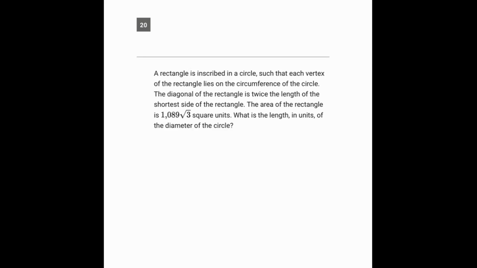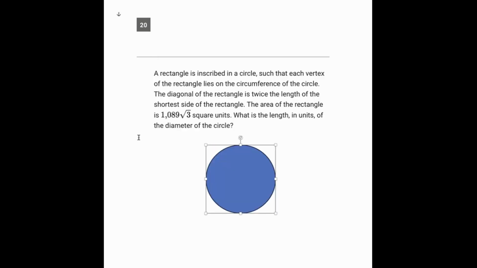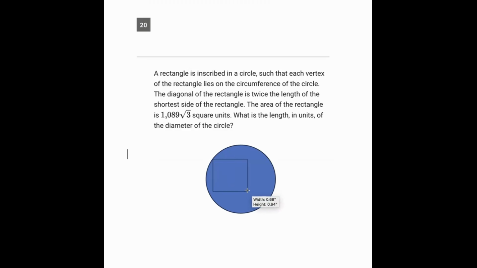Now going over to question 20, here we have a rectangle being inscribed in a circle. So let's imagine that a little. Let's say that this is our circle. And inside of that circle, we have a rectangle. So let's draw that right here. And right now we've got a rectangle inside of our circle. Now the diagonal of that rectangle, so we can draw that too, just a diagonal segment going across. And it looks a little bit like that.